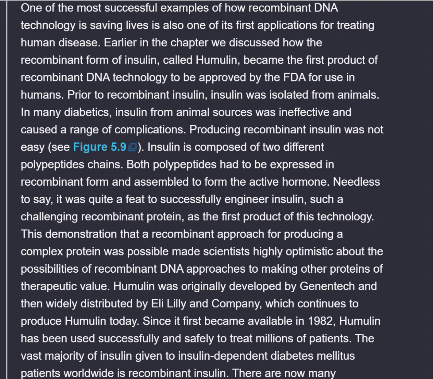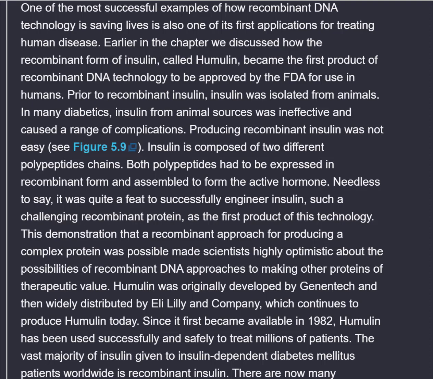This demonstration that a recombinant approach for producing a complex protein was possible made scientists highly optimistic about the possibilities of recombinant DNA approaches to making other proteins of therapeutic value. Humulin was originally developed by Genentech and then widely distributed by Eli Lilly and Company, which continues to produce Humulin today. Since it first became available in 1982, Humulin has been used successfully and safely to treat millions of patients. The vast majority of insulin given to insulin-dependent diabetes mellitus patients worldwide is recombinant insulin.